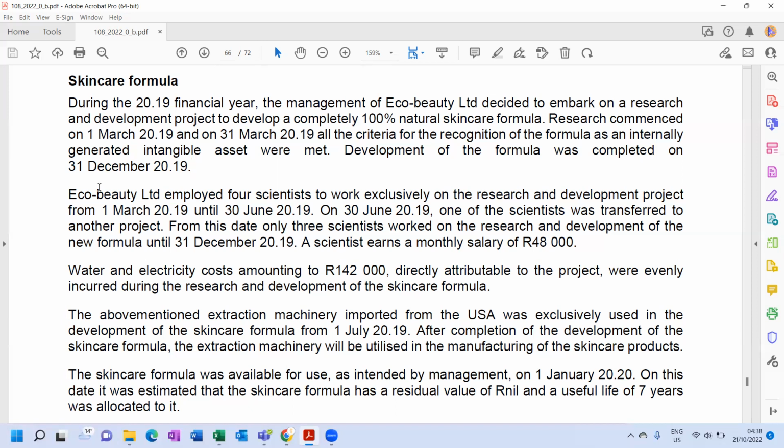The above-mentioned extraction machinery imported from the USA was exclusively used in the development of the skincare formula from 1 July 2019. After completion of the development of the skincare formula, the extraction machinery will be utilized in the manufacturing of the skincare products. Okay. The skincare formula was available for use as intended by management on 1 January 2020. On this date, it was estimated that the skincare formula has a residual value of 0 and a useful life of 7 years was allocated to it.